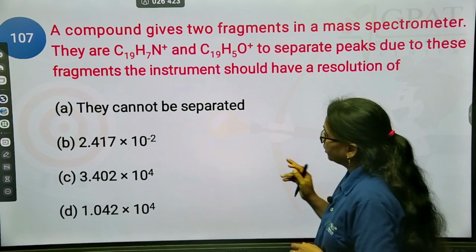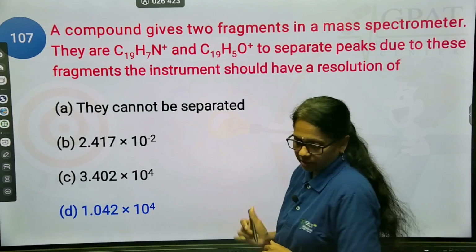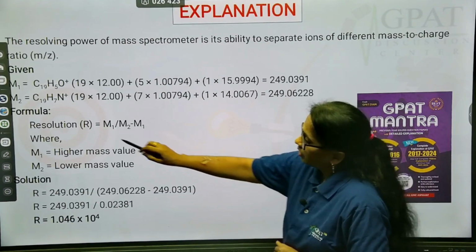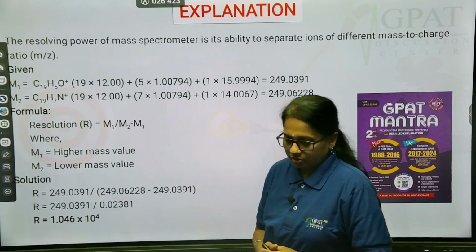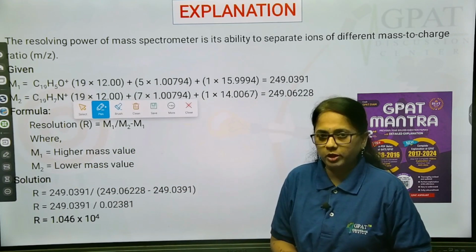We know that there is a formula to calculate the resolution. What is that? Let us see in the mass spec. The formula to calculate the resolution is R = M1 / (M2 - M1).